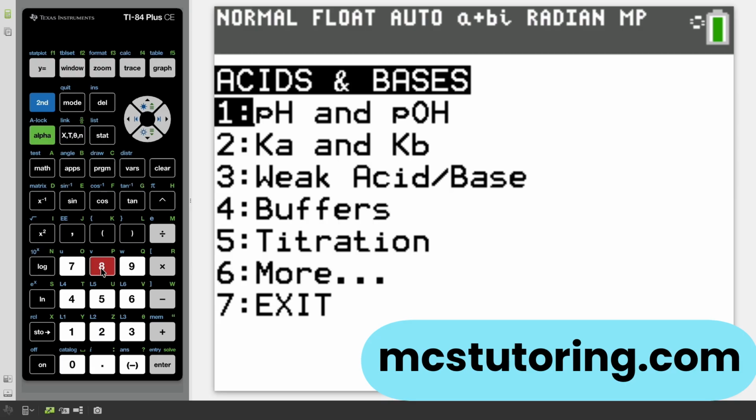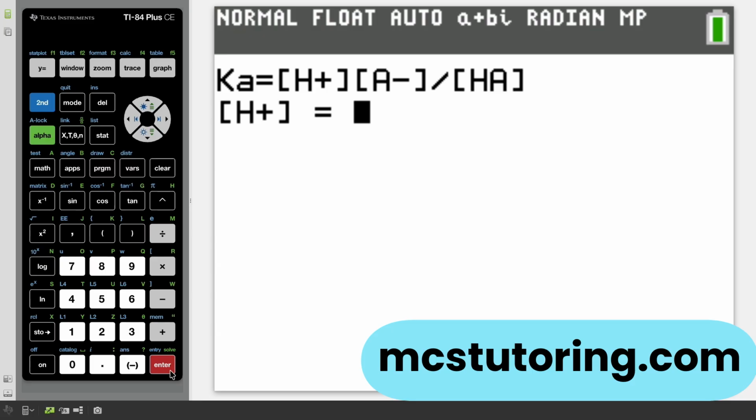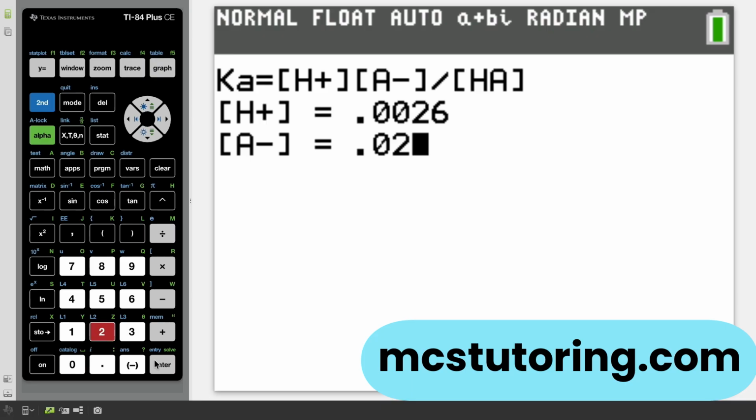For weak acid pH, you get two methods. The approximate method uses the square root of Ka times concentration. Fast and clean when the 5% rule holds. After it gives you the answer, it also calculates the percent ionization and flags it if it's over 5%, which means you should switch to the exact method instead.